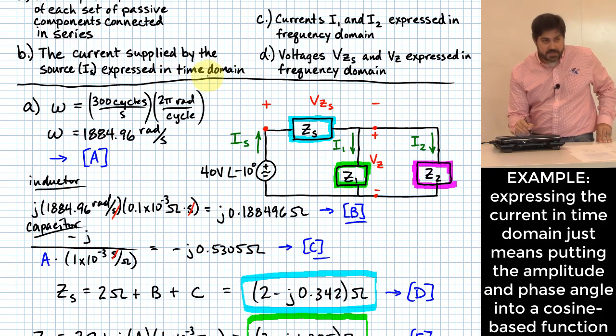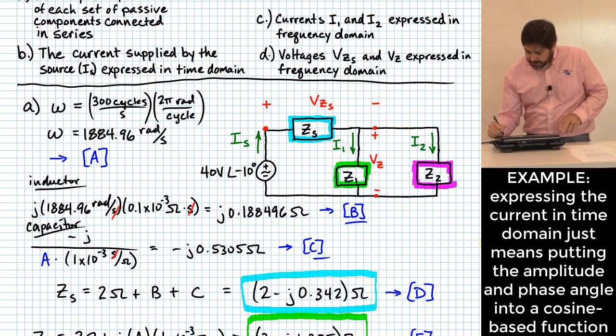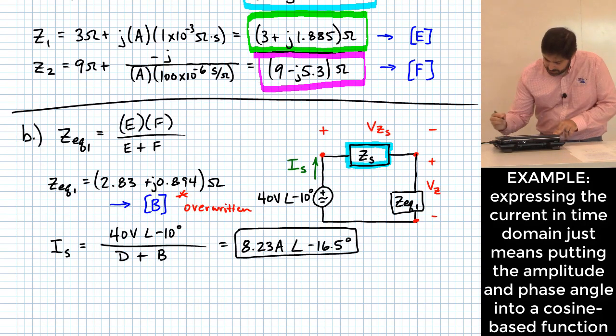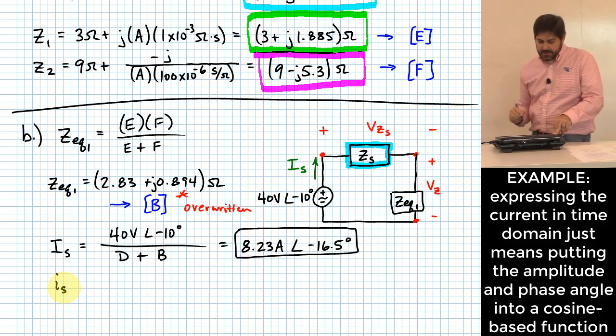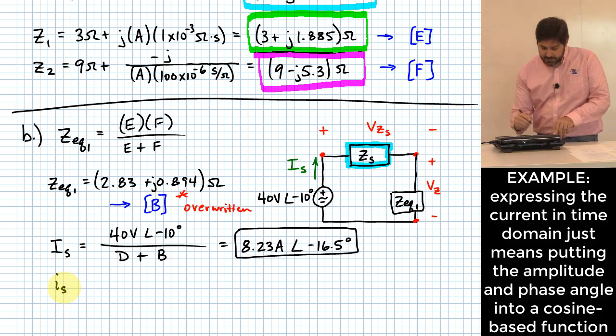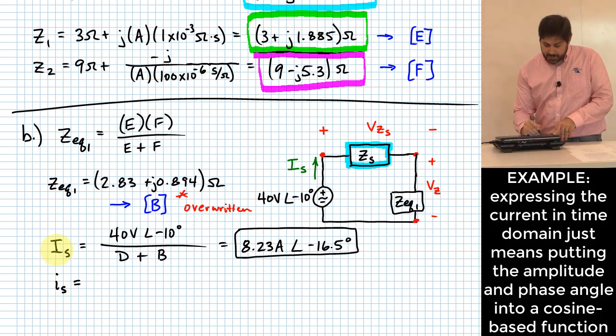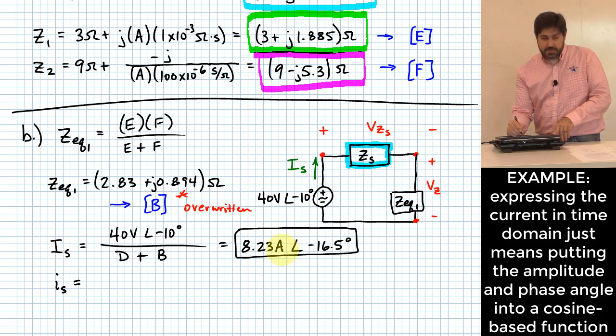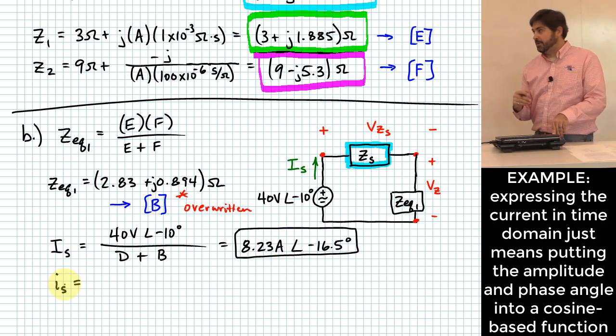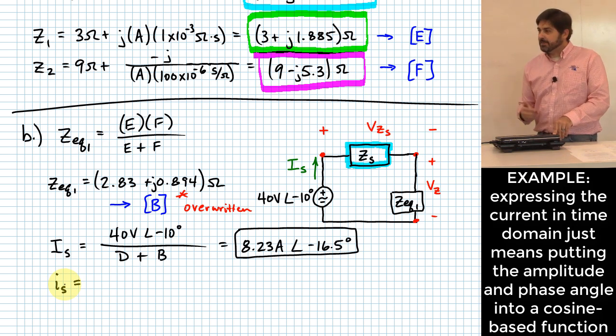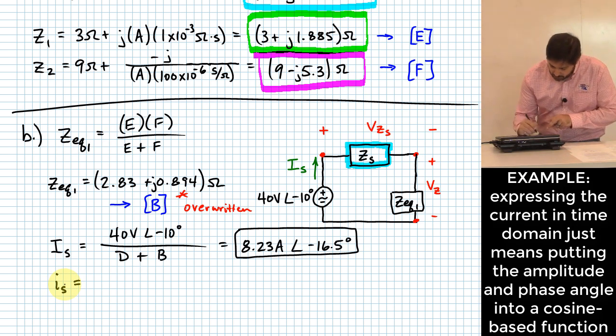It says expressed in time domain. How do I take that and express it in time domain? What I need to do is say, I'm going to put lowercase i of s here. This is not necessarily uniform notation that gets used everywhere, but in a lot of places, using a capital means that you are in the frequency domain, and using a lowercase means that you are in time domain. So that's not always done that way, but I'm going to use that as a way to notate this.